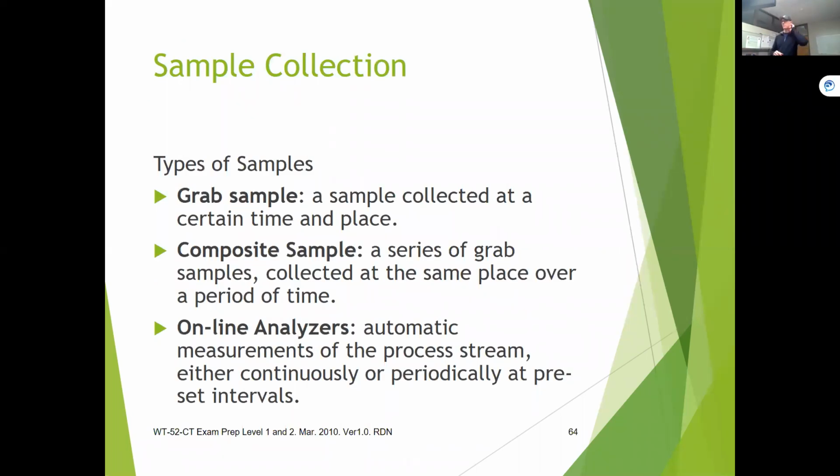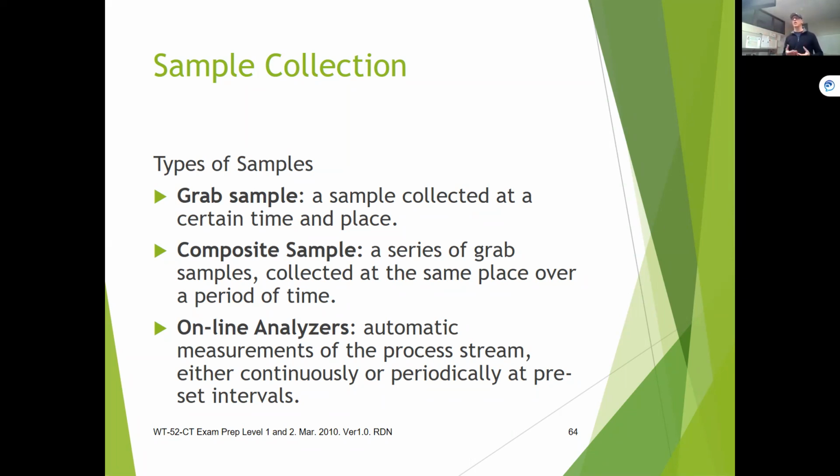There are different types of samples out there, and this shows up in the test a lot. A grab sample is collected at a certain time and place. It's a one-time sample. A composite is a series of grab samples. So I will take one at 2 o'clock, 4 o'clock, 6 o'clock, and I'll mix them all together as a composite. And the last type is called online or continuous, which is always automatically measuring.